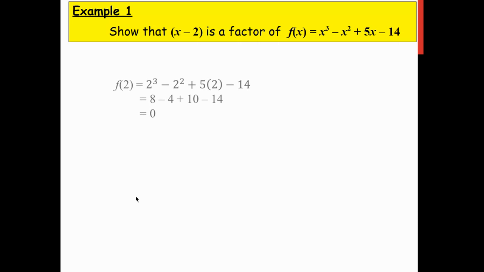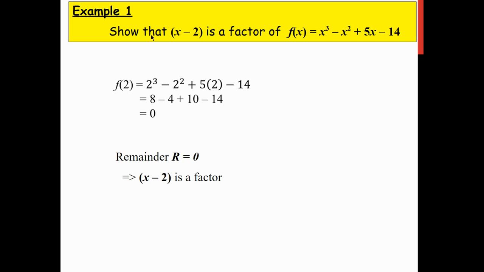If we look at an example here, show that x minus 2 is a factor of f of x, f of x being x cubed minus x squared plus 5x minus 14. We use our remainder theorem by substituting 2 into our function. And then our factor theorem concludes that the remainder is zero, therefore, or that implies, notice we're using part of the "is equivalent to" symbol now, implies that x minus 2 is a factor.